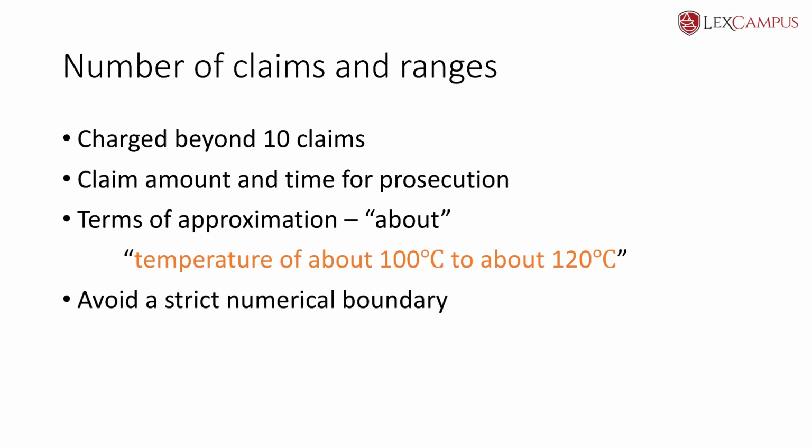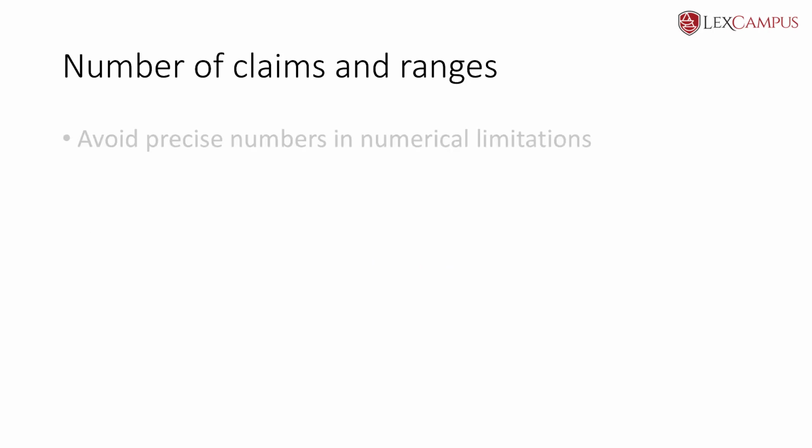Now, try to avoid strict numerical boundary because if you use a very strict numerical boundary, then you are claiming only that. If you say 7 for a range which could be between 5 and 10, if you're precisely claiming 7, then your limit is that number. So you can only use that numerical boundary. You cannot claim anything below 7 or above 7. So it is preferable to avoid strict numerical boundary.